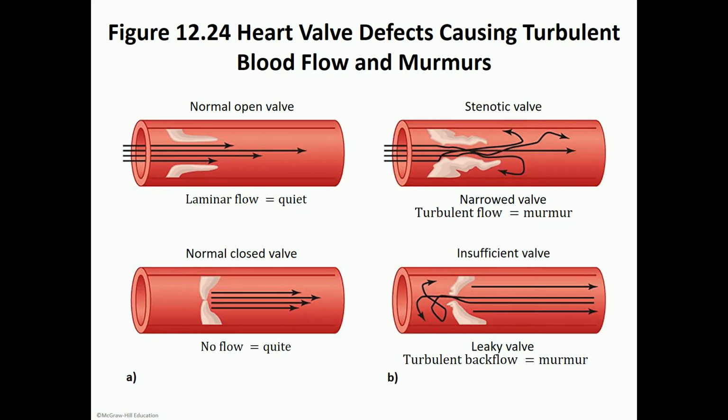Under normal conditions, we have very laminar flow, where the blood is flowing quietly. We only hear the S1, S2. So you can see the blood flowing through the valve with no turbulence. Once there is turbulence, whether it's due to stenosis, as you can see in this stenotic valve, or regurgitation or incompetence, where the valve is leaking backwards, that turbulence in either condition leads to what we hear using a stethoscope as a murmur.